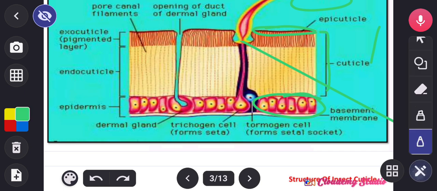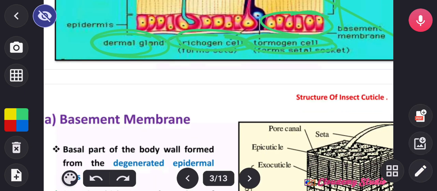In the basement membrane, we have some glands, like the dermal gland. We have the trichogen cells that form the seta, and the tormogen cells that form the seta sockets, where the seta is buried. You understand? That is what tormogen cells do. I hope we get the structure of the insect cuticle now.